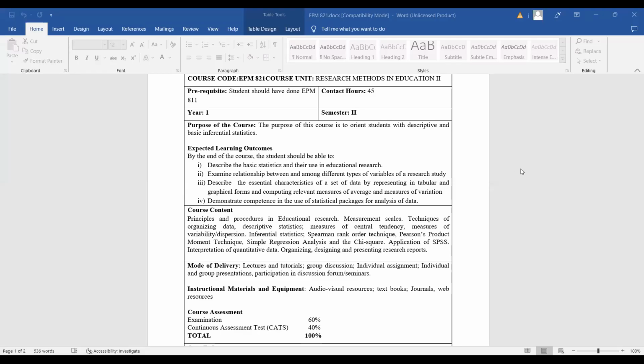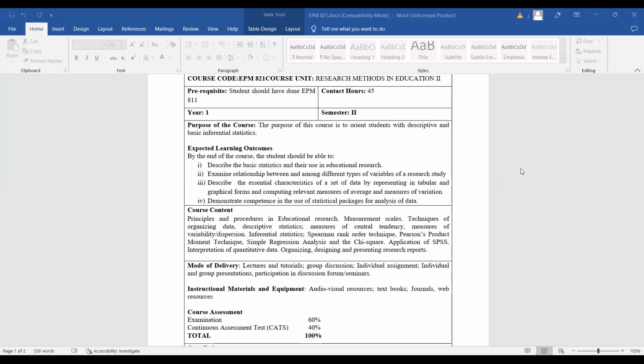So, the purpose of this course is to orient students with descriptive and basic inferential statistics. What is expected of the students? One, you will be expected to describe basic statistics and their use in education research. Two, examine the relationship between and among different types of variables of research study.